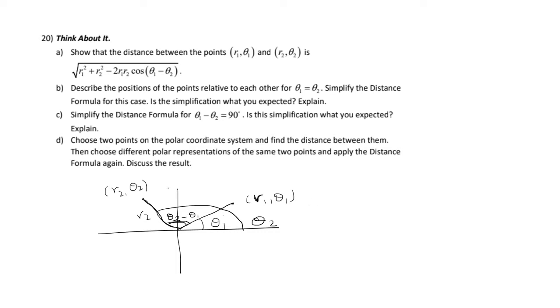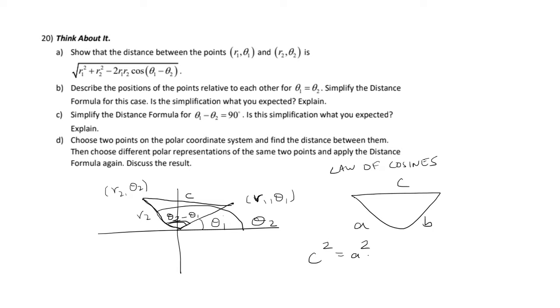Okay, so I want to find the distance between these 2 points, which comes down to finding this length. We'll call it C, and the reason I'm going to call it C is because I want to use the law of cosines. So let's say I have some triangle, similar to what we have: A, B, and C. The law of cosines says C squared is equal to A squared plus B squared minus 2AB times cosine theta, and that theta is the angle between A and B.